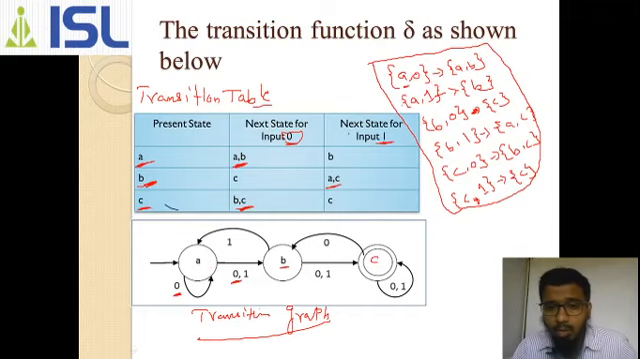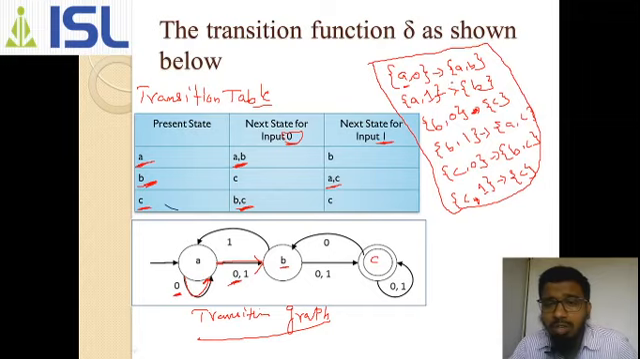Now we will see this one. Okay, A comma 0, A comma 0, what is the answer? A and B. A comma 0 means it is going to A as well as B. Now the next one is A comma 1. A comma 1 is B.